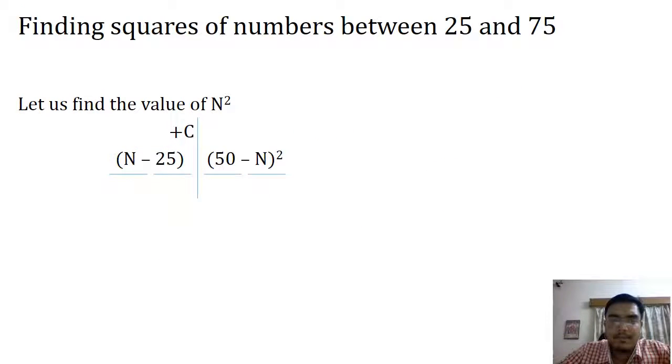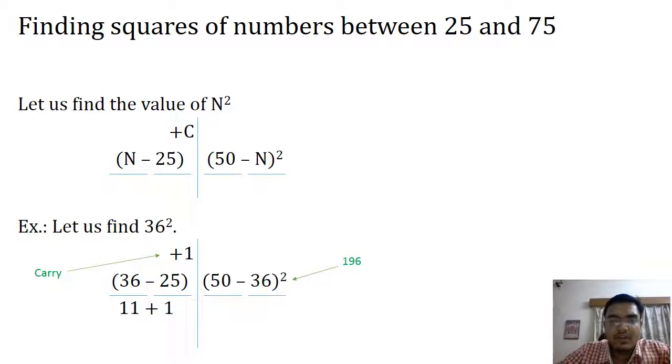Let us see another example. If we have to find the square of 36, what do we write here? 50 minus 36, right? In place of n, I have written 36. Now this comes out to be 196. So we will retain 96 and 1 will get carried forward.